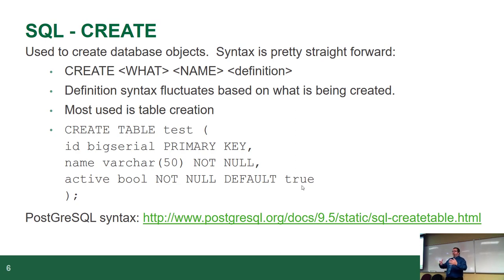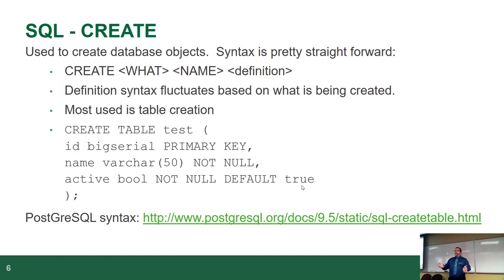Now, the syntax is fairly straightforward. You create what, give it a name, and then you define it. And this is where I was talking about how it's pages and pages long. It's the definition. Depending what you're defining, what kind of object you're creating, the definition changes. This is where the syntax gets weird, and that's where Google is your friend. Like I said, depending what you create, the syntax fluctuates.